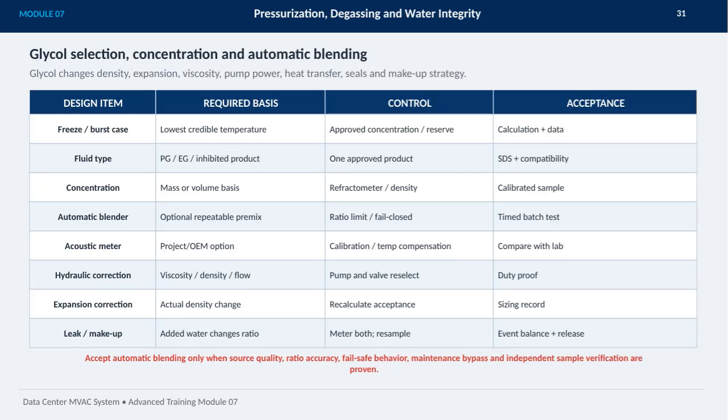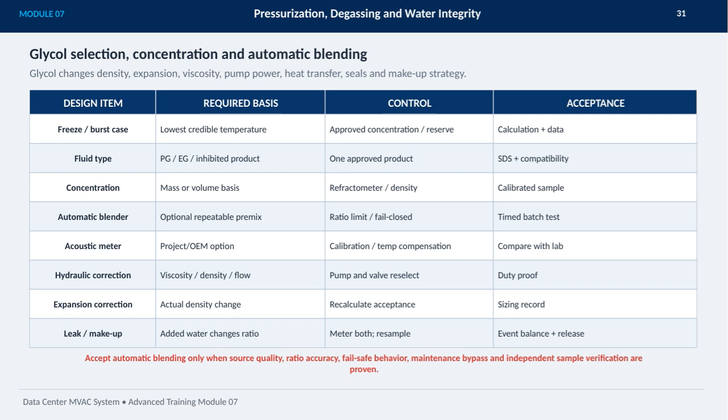In this module, we focus on the critical topic of glycol selection, concentration, and automatic blending in data center MVAC systems. Glycol plays a significant role as it affects density, expansion, viscosity, pump power, heat transfer, seals, and the makeup strategy. Choosing the right glycol type, whether propylene glycol, ethylene glycol, or an inhibited product, is essential and must be an approved single product with documented safety data and compatibility.